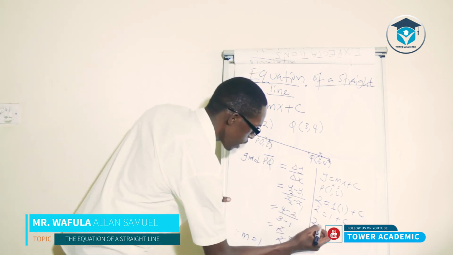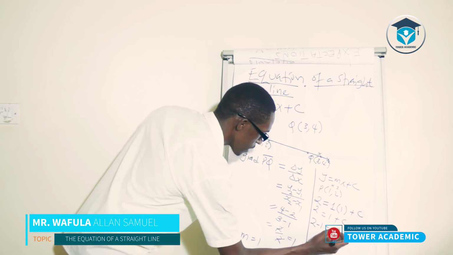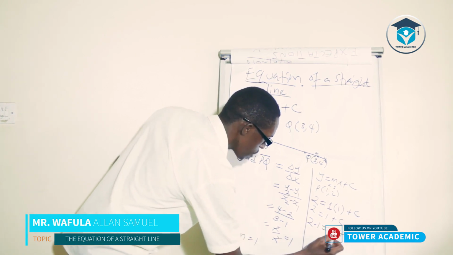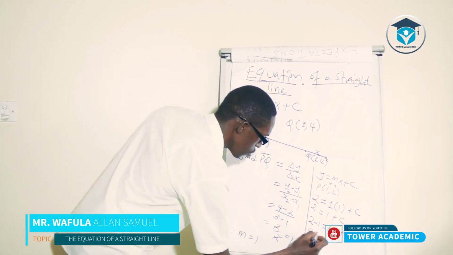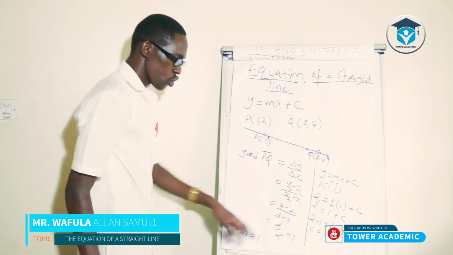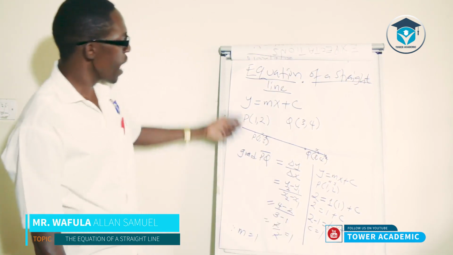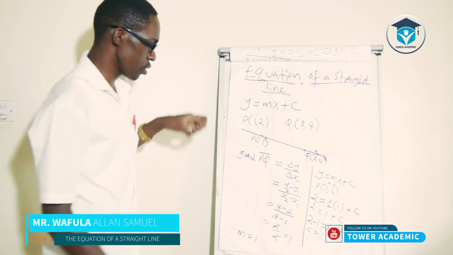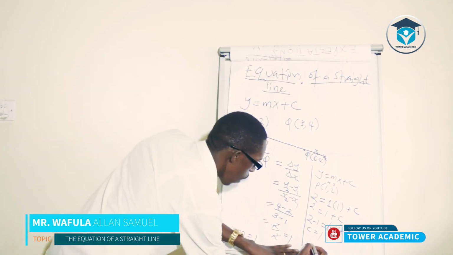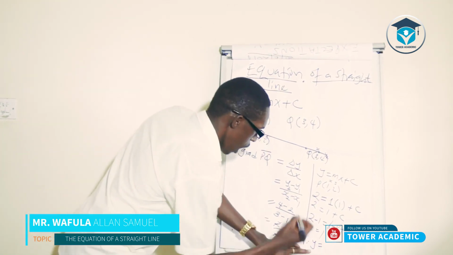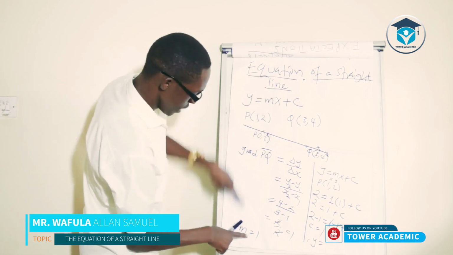So this becomes 2 minus 1 equals 1 minus 1 plus c, whereby this 1 will cancel with that 1, and our value of c now also becomes 1. After getting this 1, we go back and restate our equation, and we say therefore our y equals our m, which is 1.